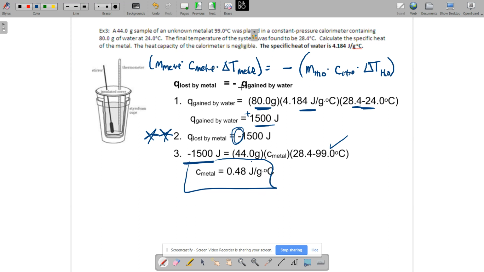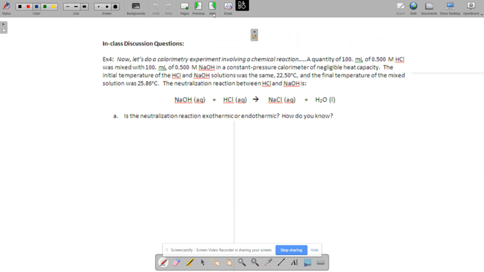Now these next two examples are way, way, way more what we're going to do in chemistry all the time. So we are going to look at the heat released in chemical reactions. In this first example, you have 100 mL of 0.5 molar HCl mixed with 100 mL of 0.5 molar NaOH in a constant pressure calorimeter, basically a styrofoam cup.